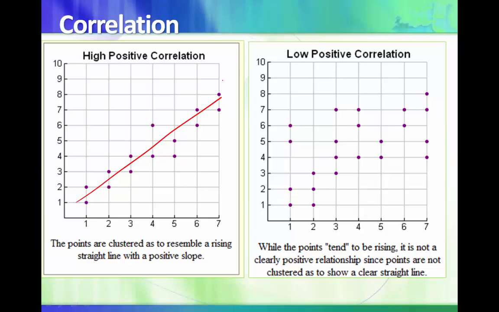The graph on the right is a low positive correlation. While the points tend to be rising, it's not clearly positive since points are not clustered on a clear straight line. You could imagine a line maybe going through here like this, but the points are not generally very close to that line, so that would be a low or weak positive correlation.